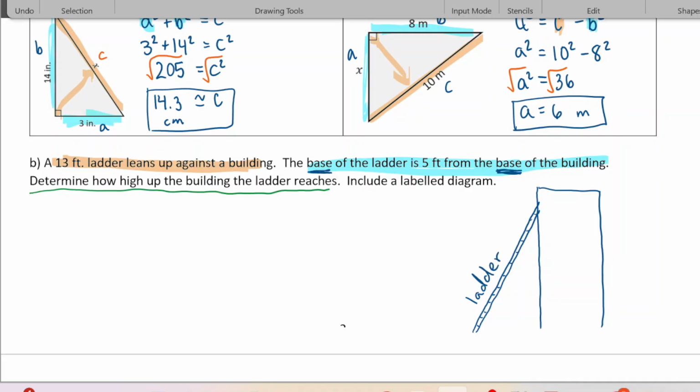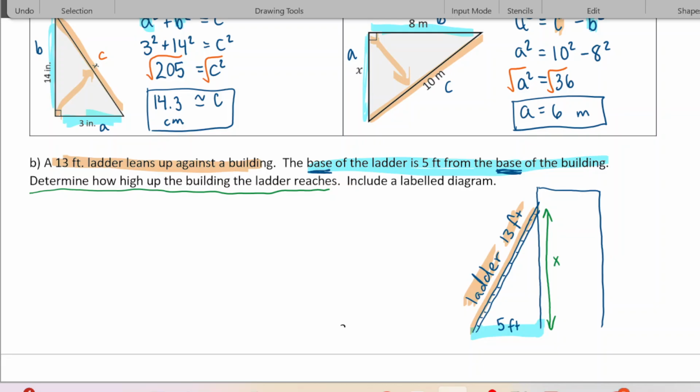Okay, so let's label the parts that we know. First thing that I highlighted here is that the ladder is 13 feet long. So let's label that. And then it says the base of the ladder, that's right here at the bottom, is 5 feet from the base of the building. So that's this blue highlighted length I'm highlighting here. Now have a look at this picture here and see if you see the right triangle. Okay, now the question is, how high up is the ladder reaching? So I want to find this length here. I'm going to call that X. That's what I want to find out.